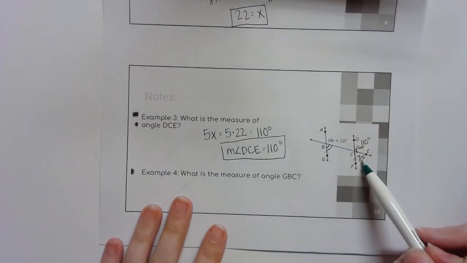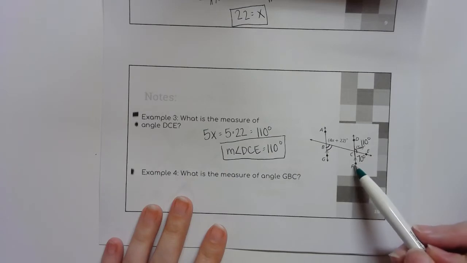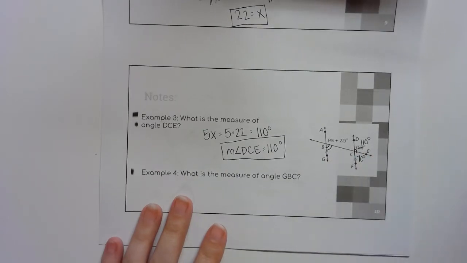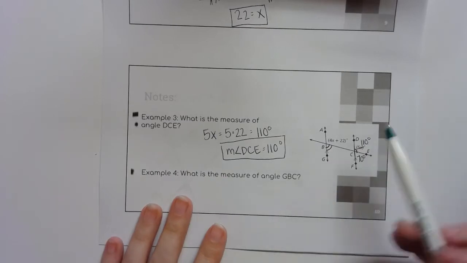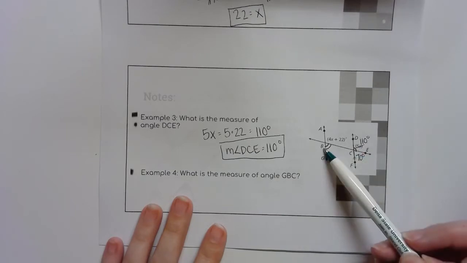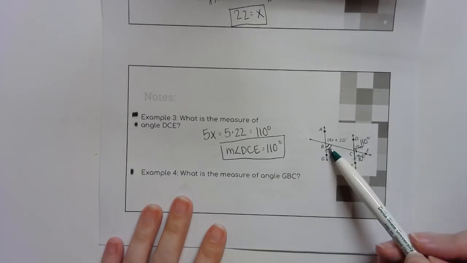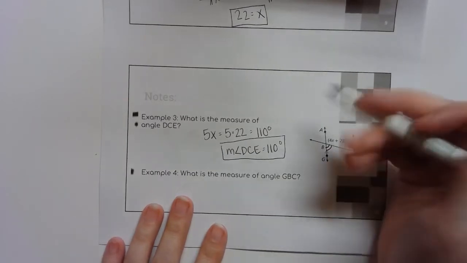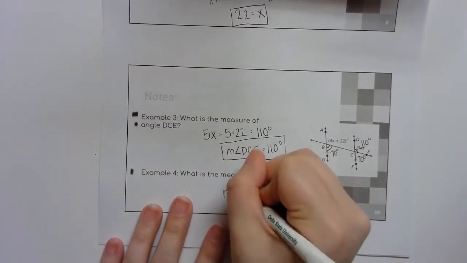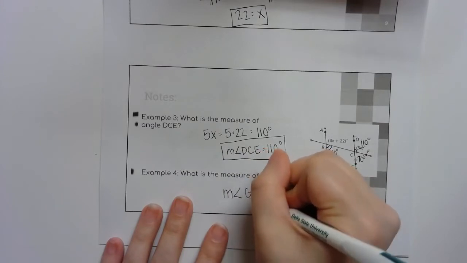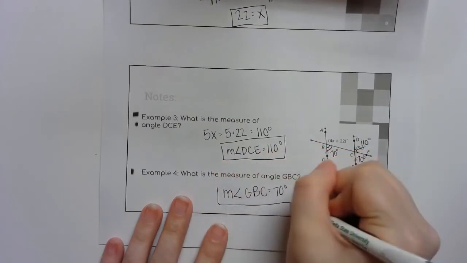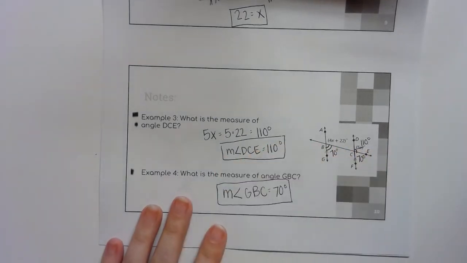Well, if this is 70, how is angle FCE related to angle GBC? Hopefully you said they're corresponding. So since they're corresponding, if this is 70, what should this be? You're right, it should be 70 as well. So the measure of angle GBC is 70 degrees. Okay?